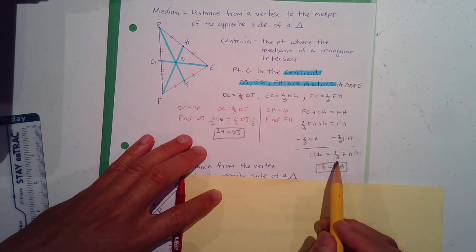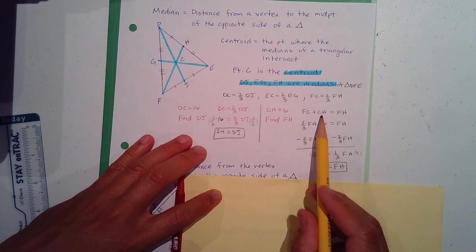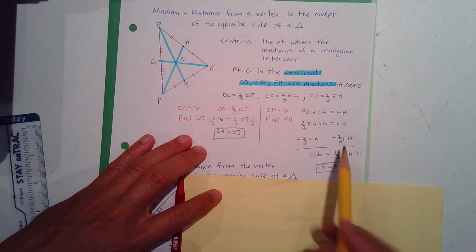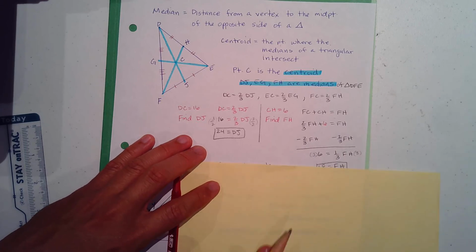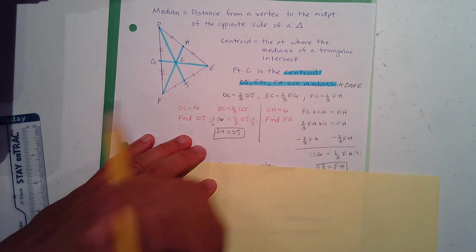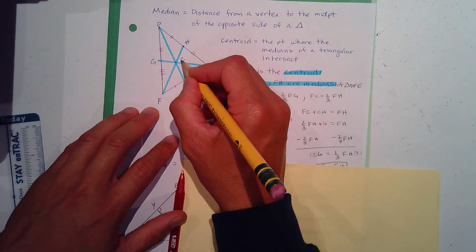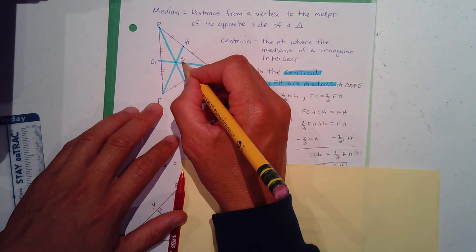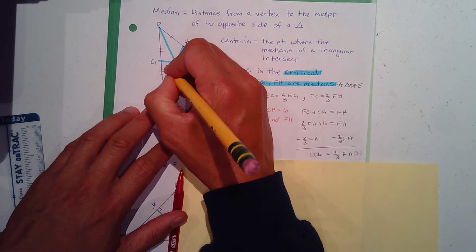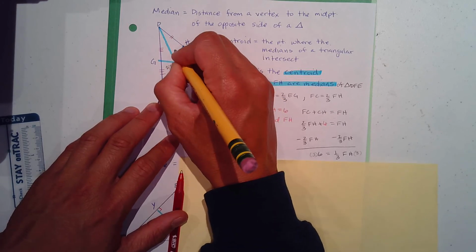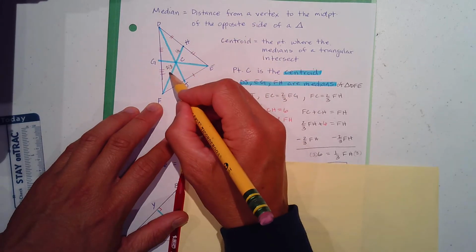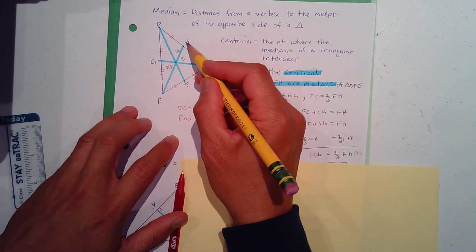And just take a look at this piece right here. They're saying that CH is 1/3 of FH. That actually makes sense, because if we look at FH, we know FC is 2/3 FH and CH is 1/3. So 2/3 plus 1/3 equals 1 whole.